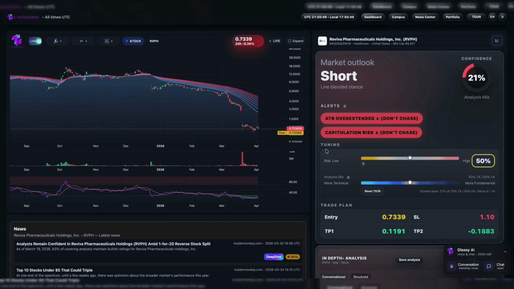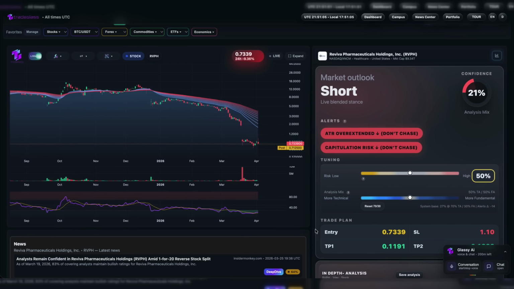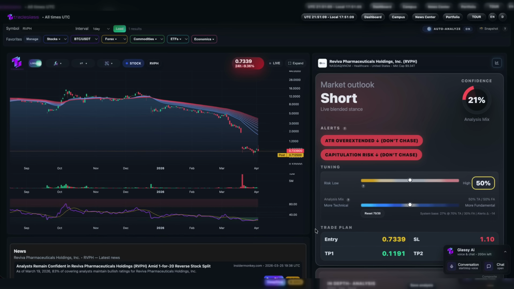So, again, this is the stock seen on the daily. There is an entry point right here, and there is a very good take profit at 11 cents. So this could be, I don't want to say an easy trade, as there is no such thing as an easy trade in financial markets, but this one is pretty straightforward.